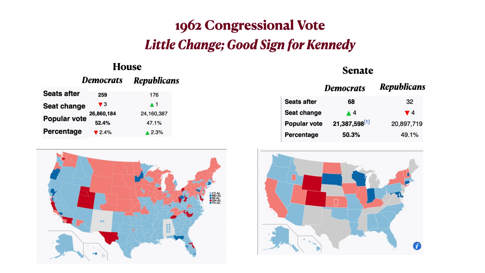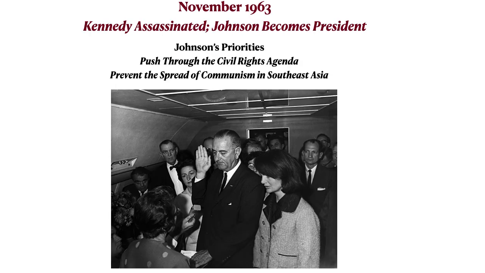In the 1962 midterm congressional votes, there's little change, which is generally a good sign for Kennedy. He's popular. He's doing well. The U.S. is doing well. He is assassinated, as everyone knows, in November 1963, which is a shock to the country. Vice President Johnson becomes president. Johnson's priorities are to push through the civil rights agenda that Kennedy was starting to do, but to a relatively modest extent. And Johnson said, well, now, with the nation in shock over Kennedy's assassination, that can be done.